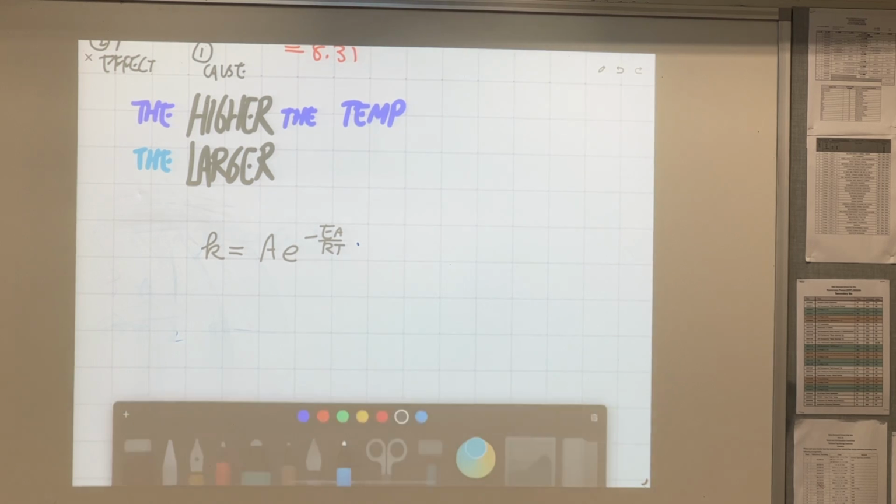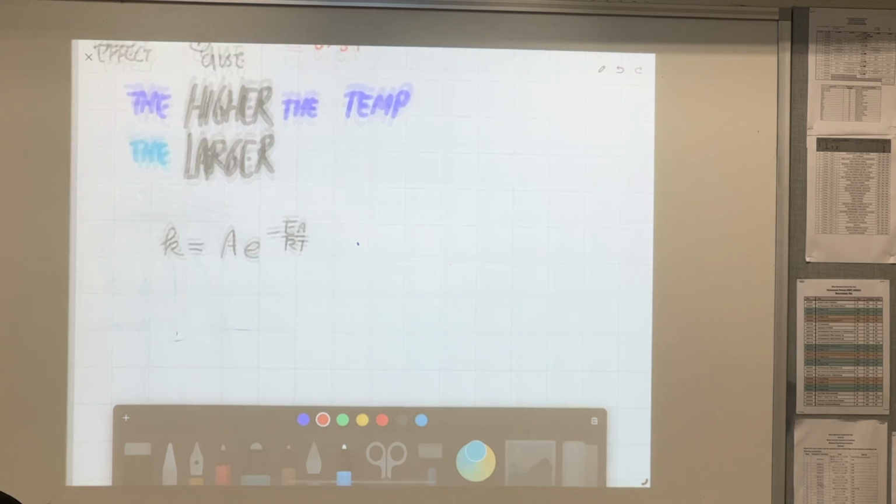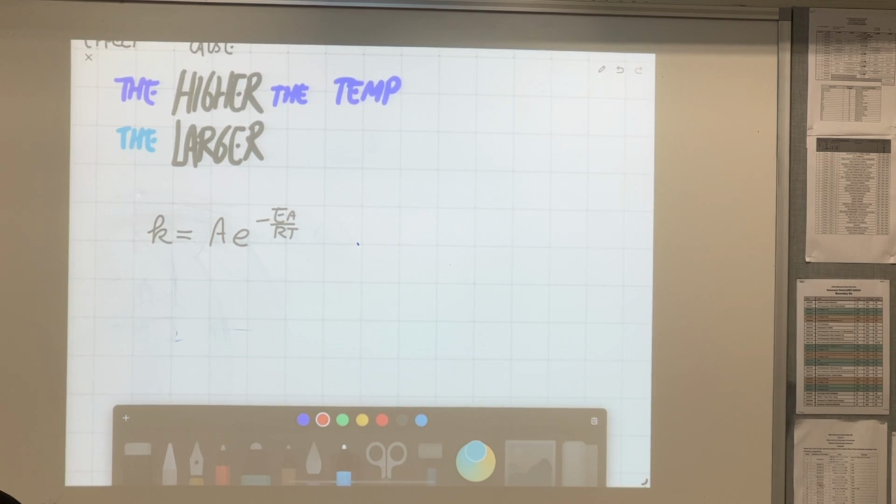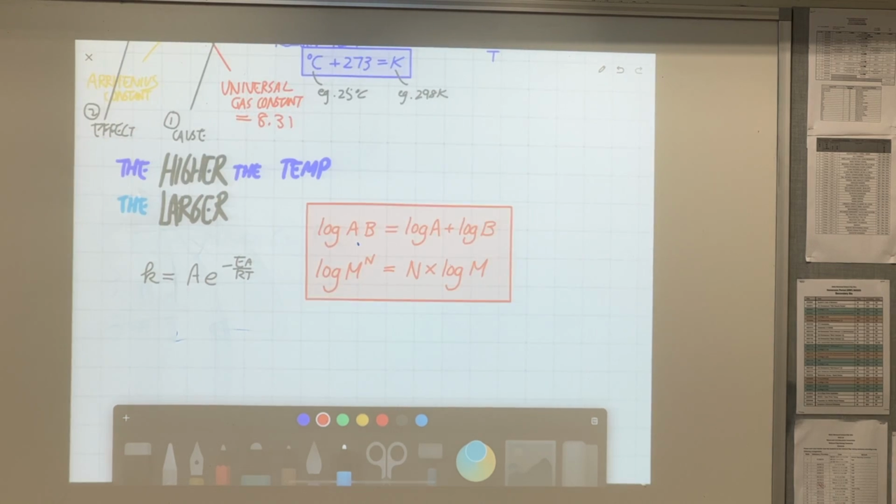I want to remind you of a few log rules that you have learned in math. When you have log AB, what does this simplify to? Log A plus log B. Yes. And when you have something like log m to the power of n, what can this be simplified as? n times log m. Yes, n times log m. So you need to be very good at using these log rules, at least in this part.